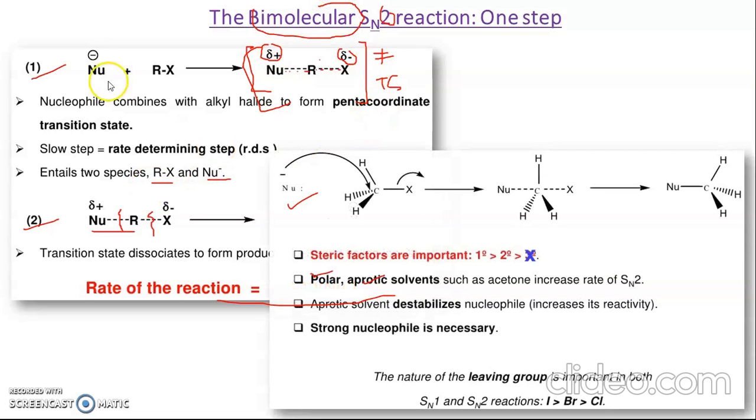Now the RX is written as CH3X, methyl halide. So the nucleophile is attacking the carbon which is carrying the leaving group, that is X. So this is our transition state which is penta-coordinated. Here you can see the bond between the nucleophile and carbon is just forming and this bond is just breaking.